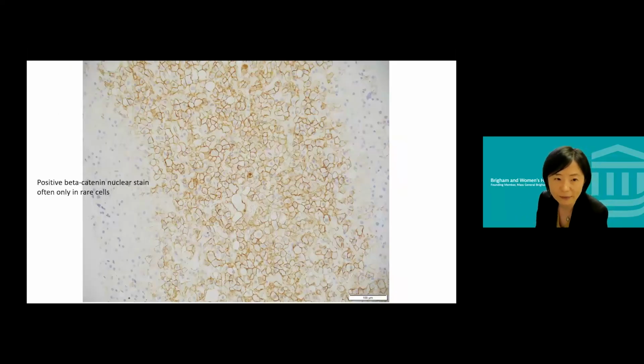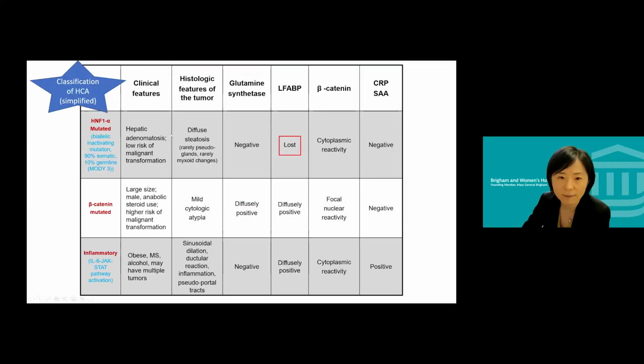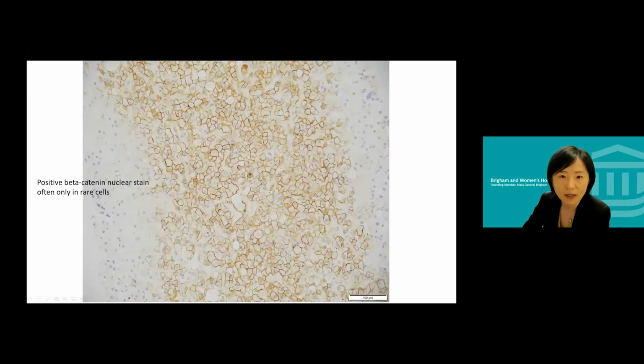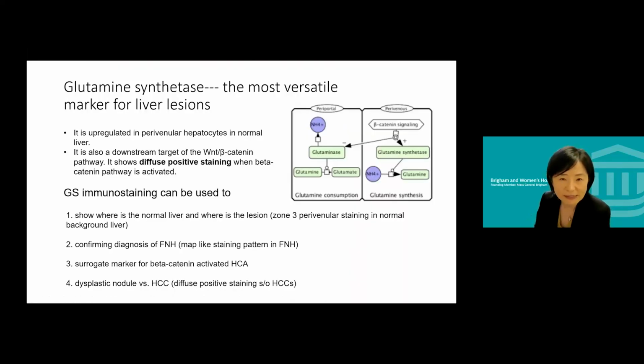Just to show you an example of beta-catenin activated adenoma, which really only shows 1 or 2 positive nuclei. But glutamine synthetase, let's just spend a minute talking about this enzyme. This enzyme is only expressed in zone 3 hepatocytes in normal liver, but it is also a downstream target in the Wnt signaling pathway. So when it shows diffuse positive staining, this is really a great indicator of beta-catenin pathway activation.